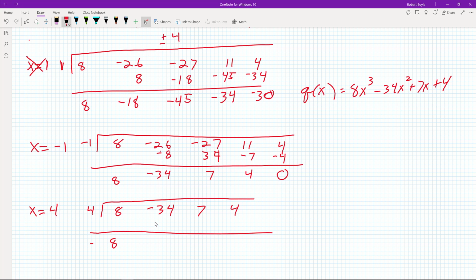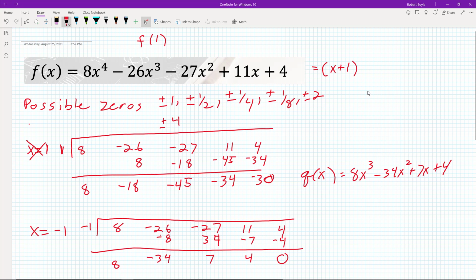4 times 8 is positive 32. Negative 34 plus 32 is negative 2. 4 times negative 2 is negative 8. 7 minus 8 is negative 1. 4 times negative 1 is negative 4, which gives me a 0. Okay, so that tells me that x minus 4 is going to be a factor.